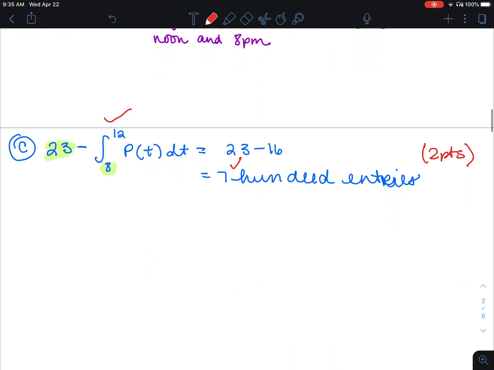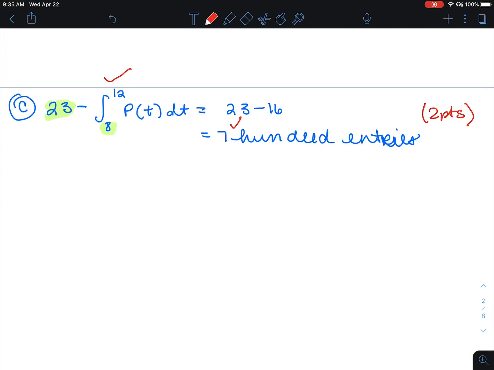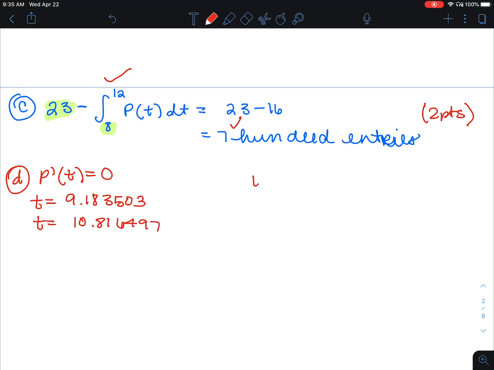Okay, part D says, according to the model from part C, at what time are the entries being processed most quickly? So this is an EVT problem, right? We're looking for P prime of t to be equal to 0. You're going to use your calculator to find the intersection of these functions, and there should be 2 times that we get here: t equals 9.183503 and t equals 10.816497. This is where we're going to make that chart. Our initial time is 8. We have T1 and T2, so I'm going to put T1 here, T2 here, and then 12. EVT means we have to consider all of these things.